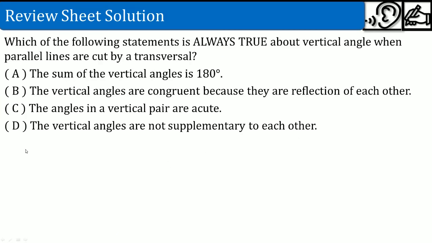Let's look at the next question. Which of the following statements is always true about vertical angles when parallel lines are cut by a transversal? So here you go. Here are your vertical angles. Would the sum of the vertical angles be 180 degrees? We have 40 here, 40 here. These are vertical angles. Would the sum be 180 degrees? No. 40 plus 40 is 80. It is not 180 degrees. So that's never true.